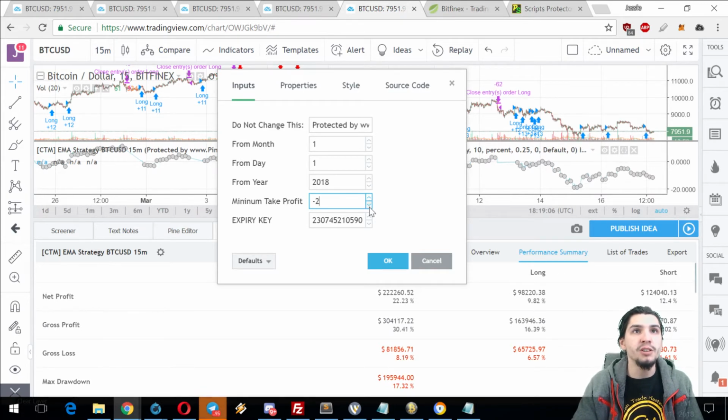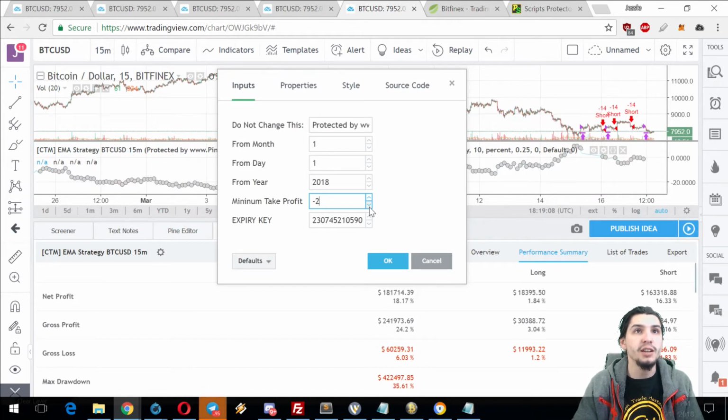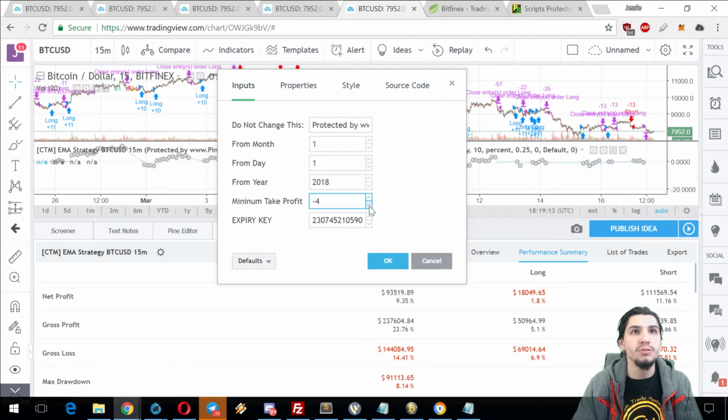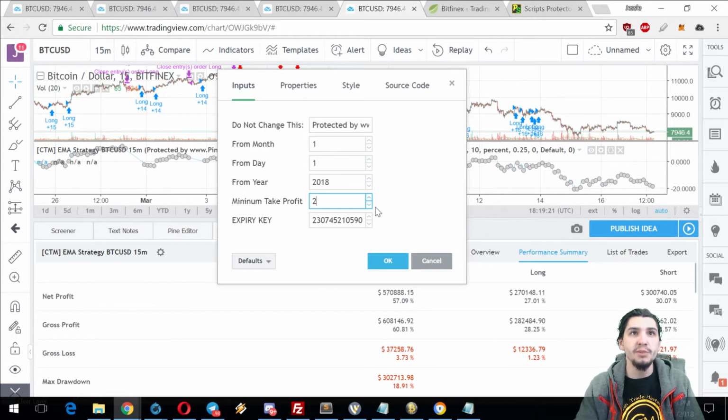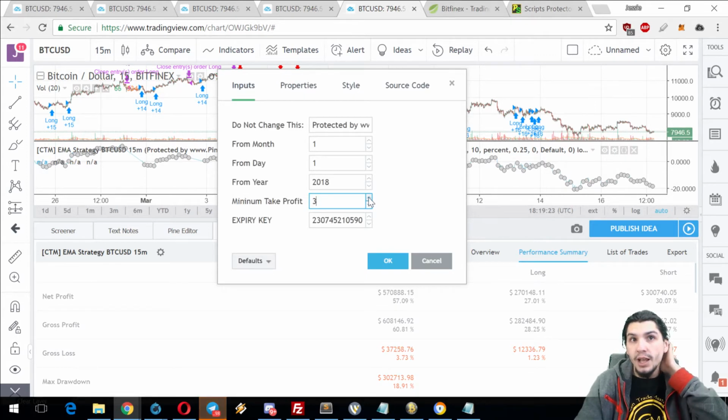At -1, 22, and you can just keep going and check, and 18%. So this will actually allow you to incur some losses so that you're not stuck in bad trades. But I wouldn't start taking losses too heavily, right? So you can see at a 2% minimum take profit, it goes up a little bit, and this will change.